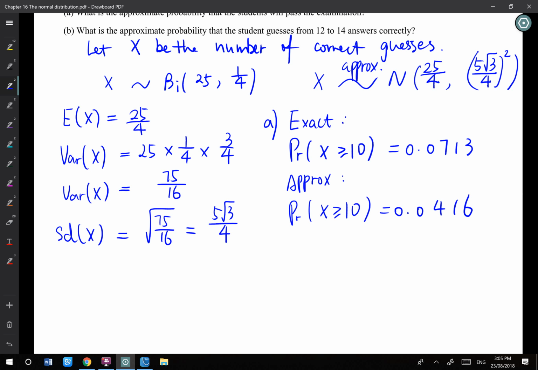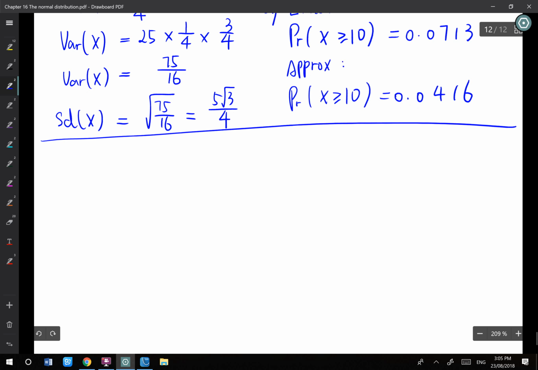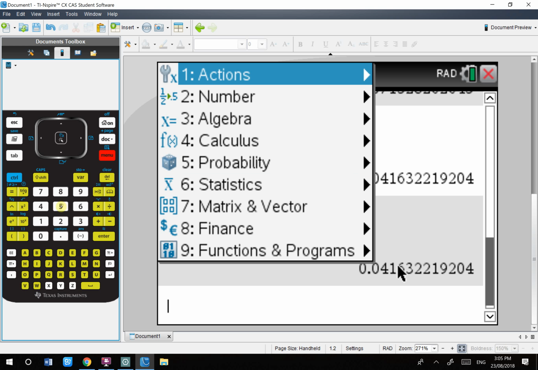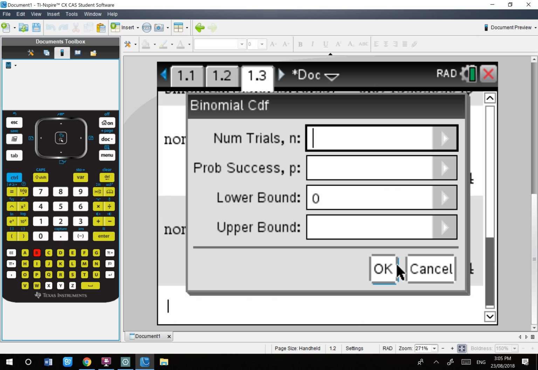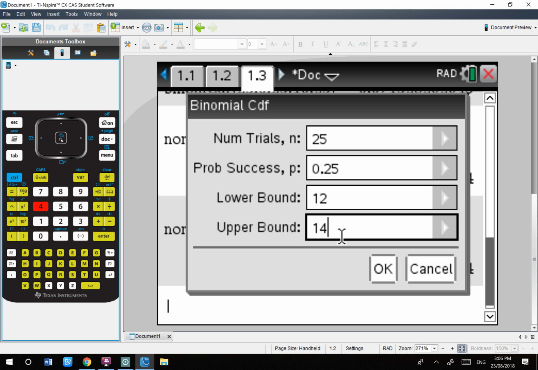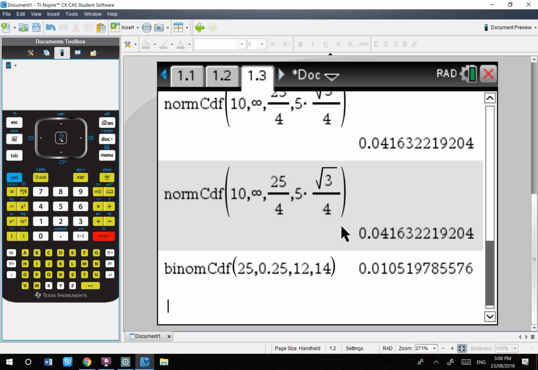Okay, let's do the next one. What is the probability that the student gets from 12 to 14 questions correctly? Okay, so for part B we want exact. It's the probability that X is between 12 and 14. You need to include 12 and include 14. I have 25 trials and success rate 0.25, lower bound 12 and upper bound 14. We click enter, we have 0.105.